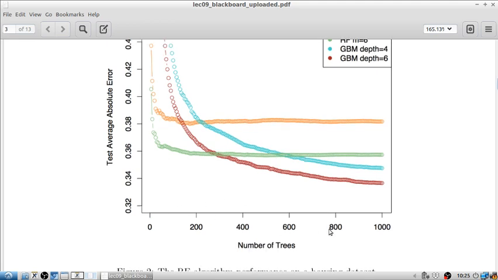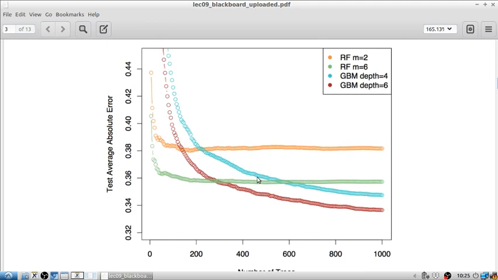Actually, it's a function of trees. Okay, so they're actually plotted as a function of tree. As you add more and more trees, what happens to the test error? I mean, this is not something you get as a diagnostic when you're actually building your model, but this is something you can.